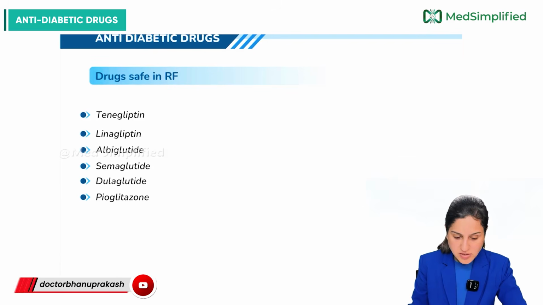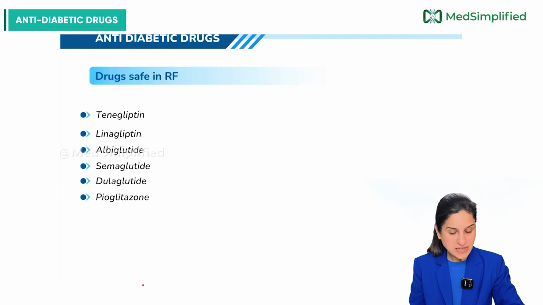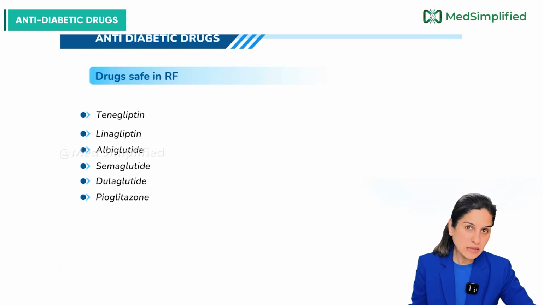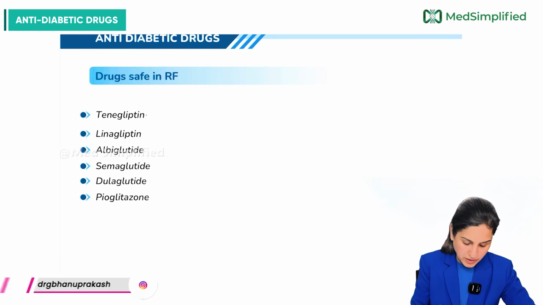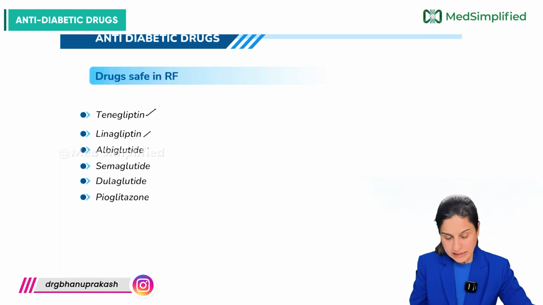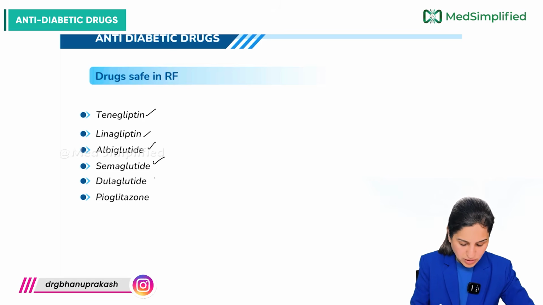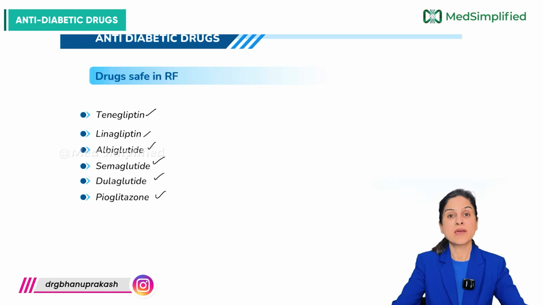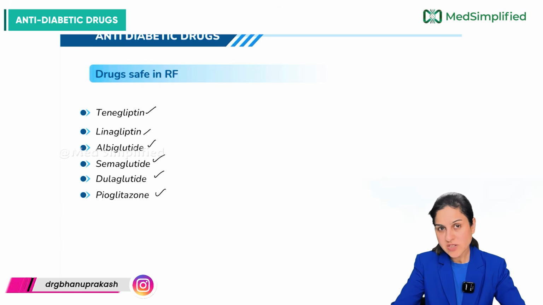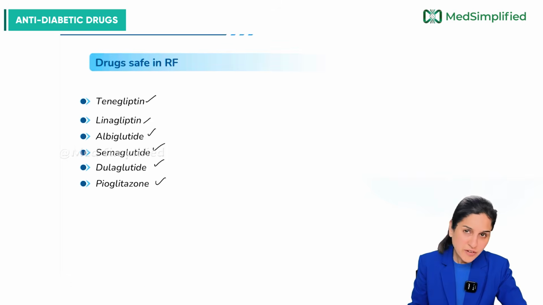Other antidiabetic drugs which are safe in kidney disease or renal failure: these two we've done, tenegliptin and linagliptin, then albiglutide, semaglutide, dulaglutide and pioglitazone. These are other antidiabetics which we can safely give in renal failure.